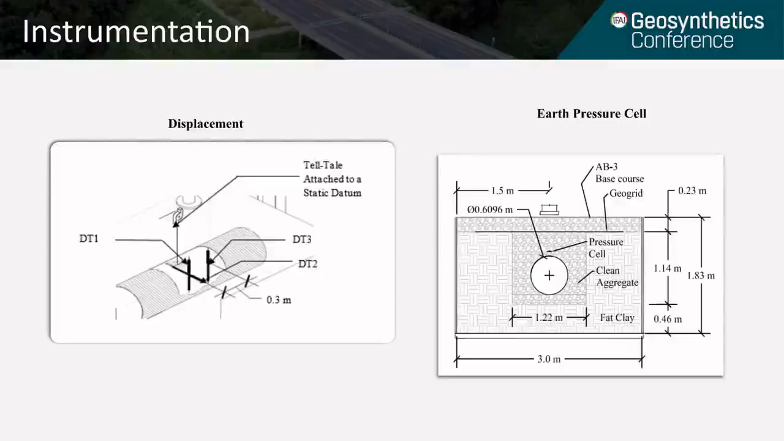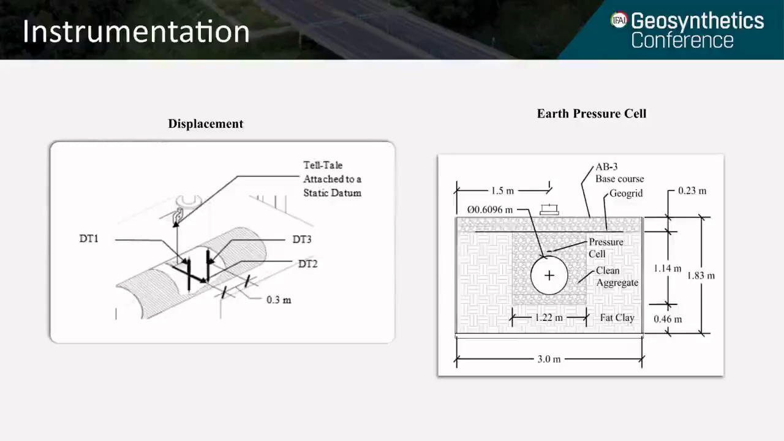Instrumentation. 2 vertical displacement transducers were placed in the pipe to measure the relative distance from the crown of the pipe to the invert of the pipe. 1 vertical displacement transducer was placed directly under the loading plate, and the second vertical displacement transducer was placed 300 millimeters from the loading plate.